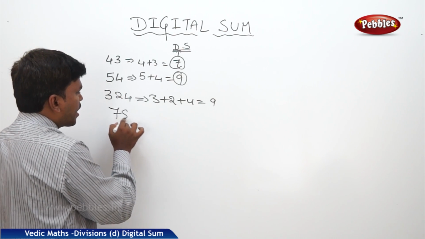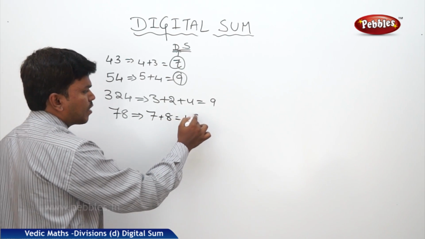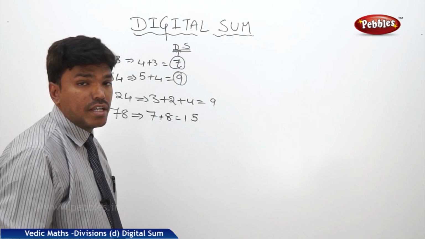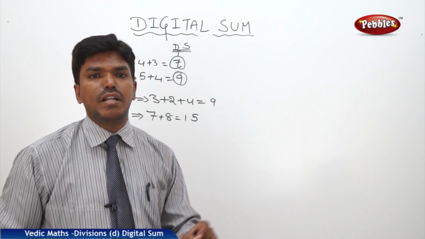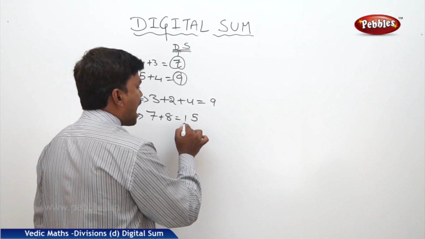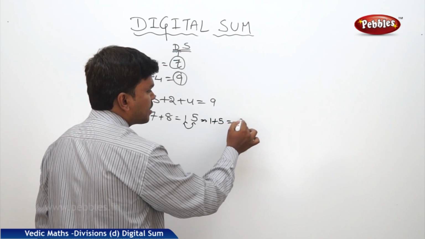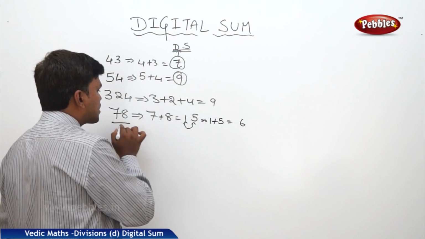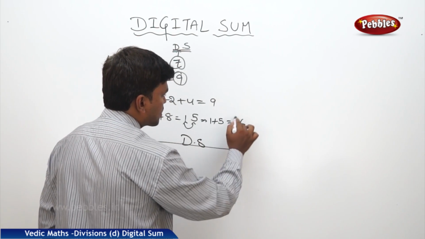Suppose 78. I want the digital sum of 78. What is 7 plus 8? 15. But one important point is the digital sum can never be a double digit number. So what you need to do, again add these two digits, that is 1 plus 5. How much? 6. So the digital sum of 78 is how much? 6.